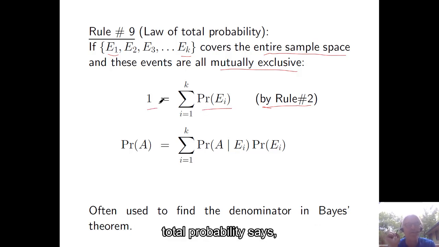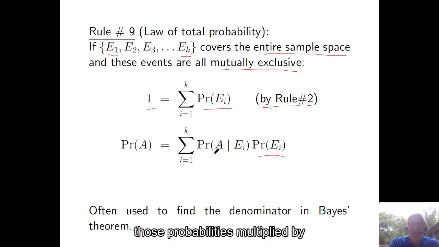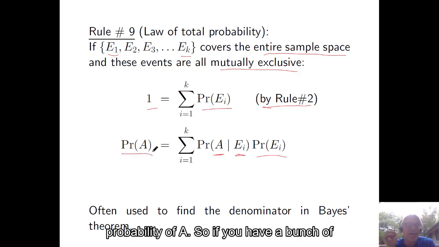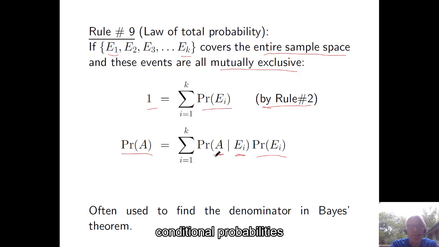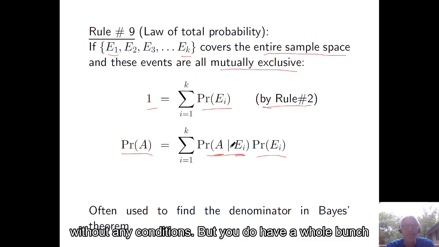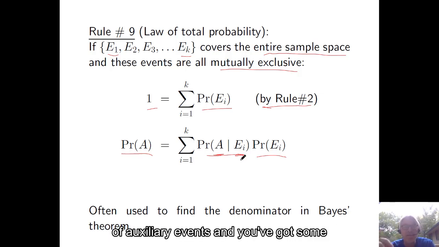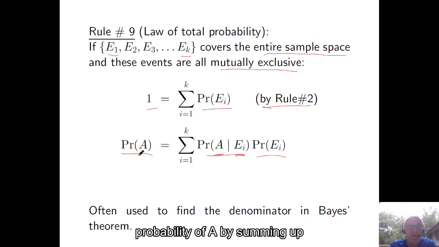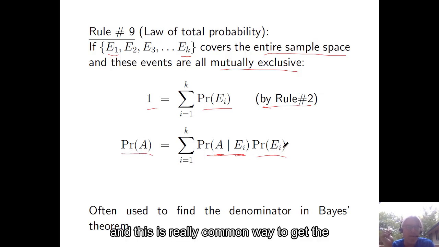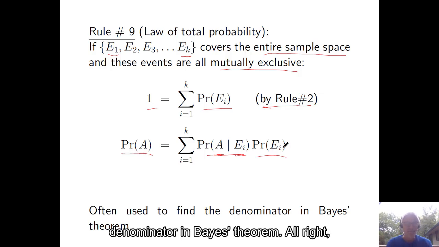The law of total probability says if you sum up those probabilities multiplied by the probability of A given that event, then you get the total probability of A. So if you have a bunch of conditional probabilities of event A, and you don't know the probability of A without any conditions, but you have a whole bunch of auxiliary events and some information about those, then you can calculate the probability of A by summing over all the possible values of some auxiliary event. This is a really common way to get the denominator in Bayes' theorem.